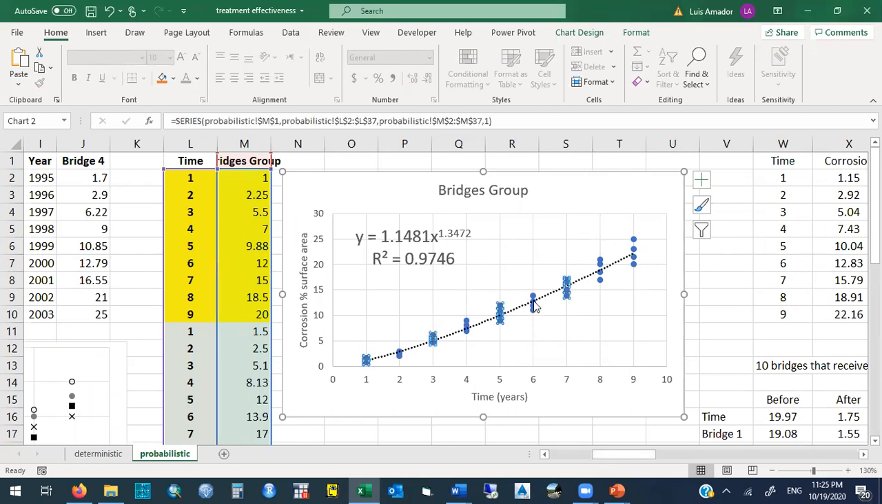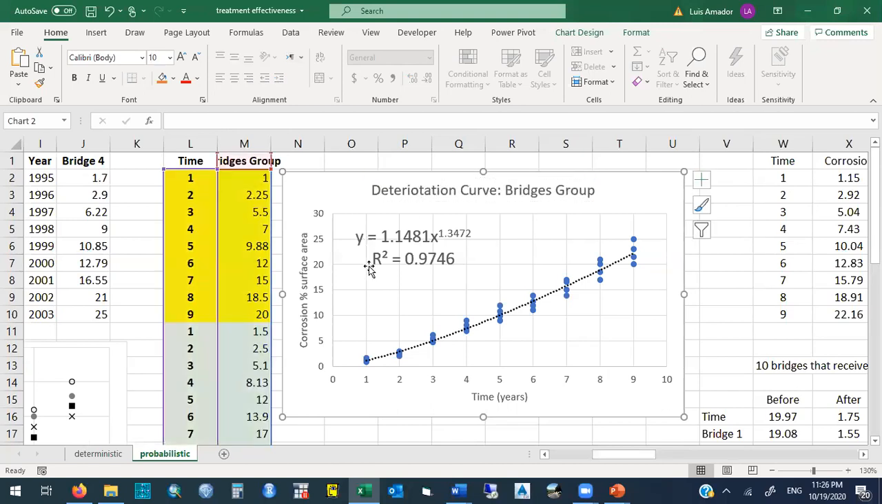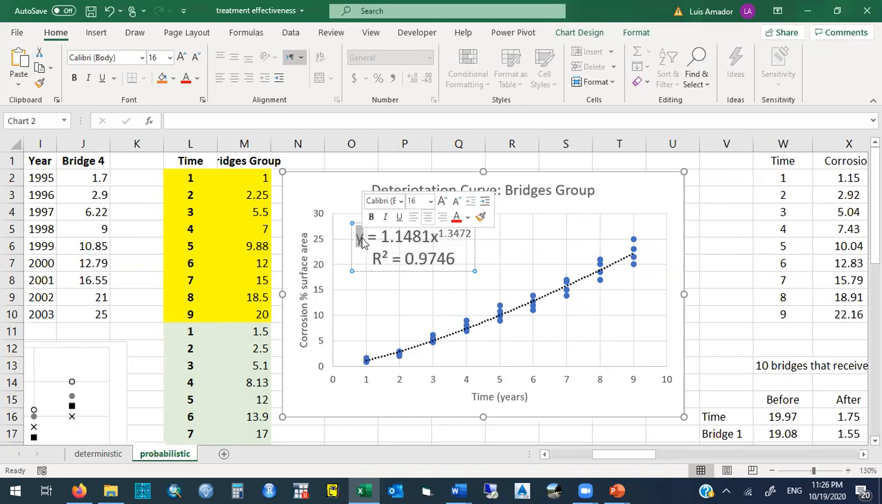This will allow me to see visually the variability. The dotted line, 1.1481 x to the power of that with an R squared of 0.97, is the mean expectation. And this is my deterioration curve, right? No effectiveness so far, but I need this because this over here is really my time in years, and this one over here is really my corrosion percentage. So I have a way to correlate time with the indicator that I want. That's why the performance curve is important.